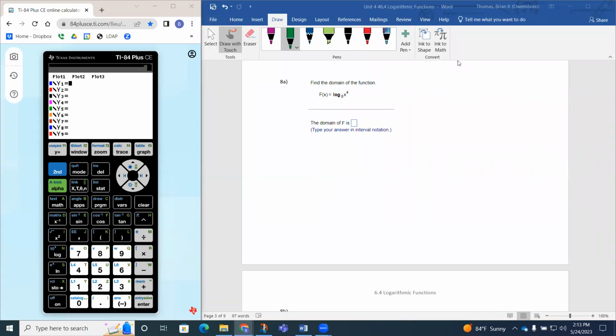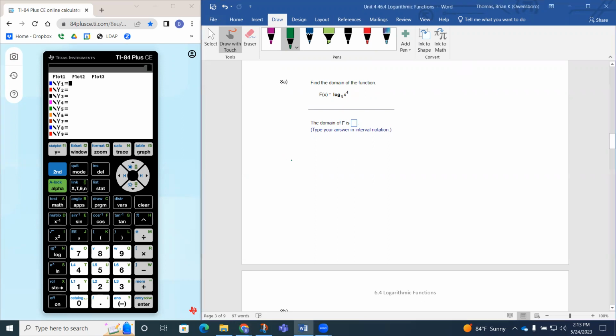So question 8 says, find the domain of the function. So we have f of x equals the log of x to the fourth, base 8. So remember what we're taking the log of. This part right here has to be a positive value. It's got to be greater than 0.